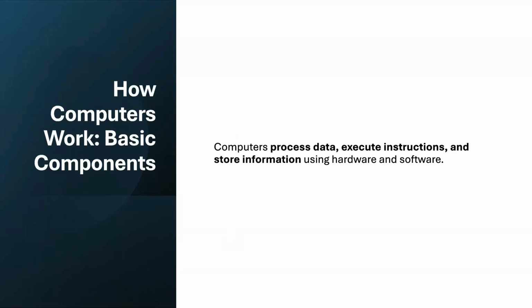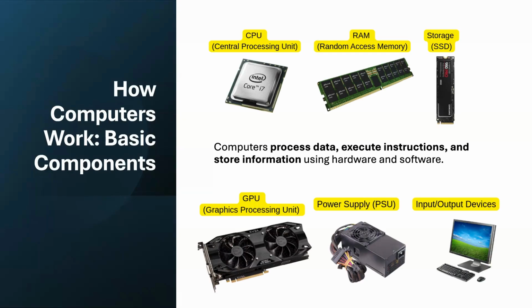Computers process data, execute instructions, and store information using hardware and software. Let's break down the key computer components. So we have the CPU, which is the central processing unit. This is the brain of the computer. It processes instructions. Then we have RAM, random access memory. This is short-term memory that stores running applications.